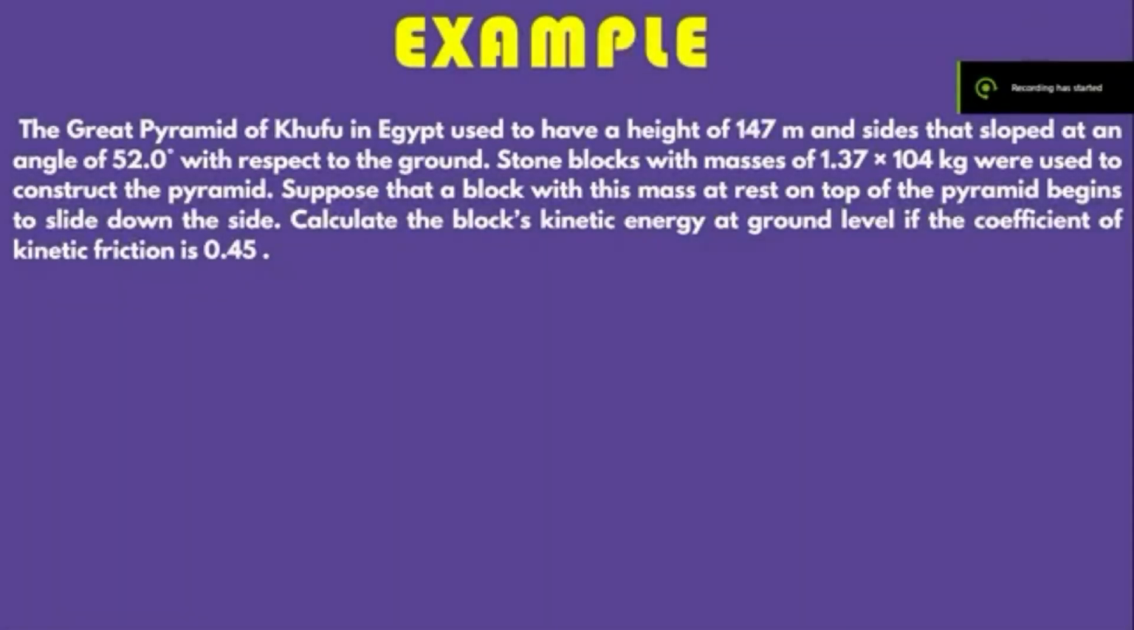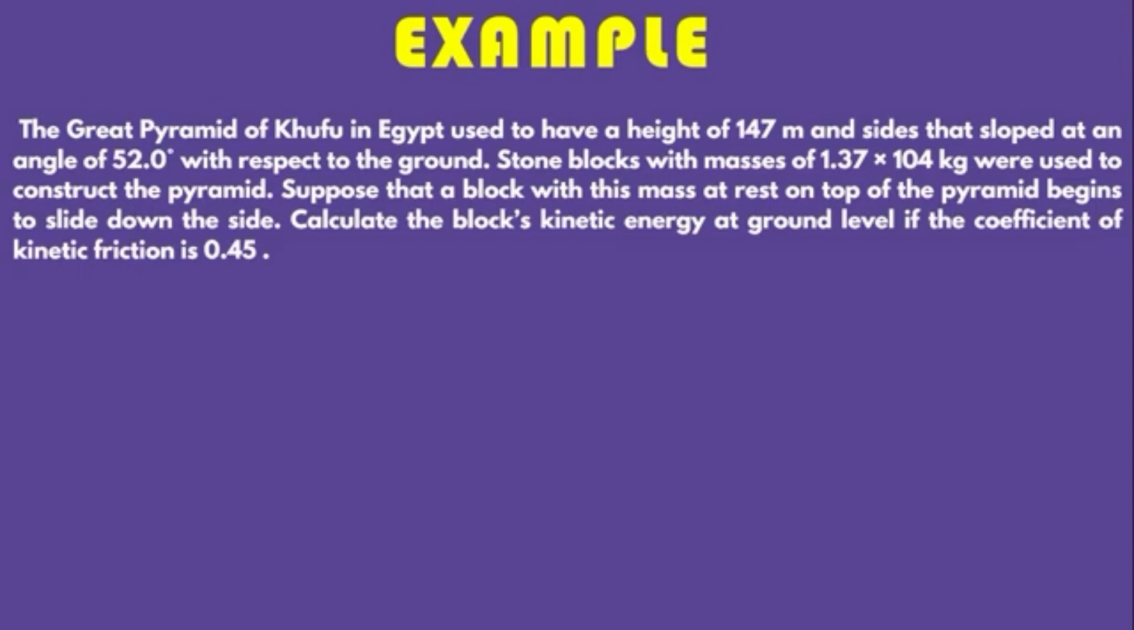Energy. The Great Pyramid of Khufu in Egypt used to have a height of 147 meters and sides that sloped at an angle of 52 degrees with respect to the ground. Stone blocks with masses of 1.37 times 10^4 kg were used to construct the pyramid. Suppose that a block with this mass at rest on the top of the pyramid begins to slide down the side. Calculate the block's kinetic energy at ground level if the coefficient of kinetic friction is 0.45.